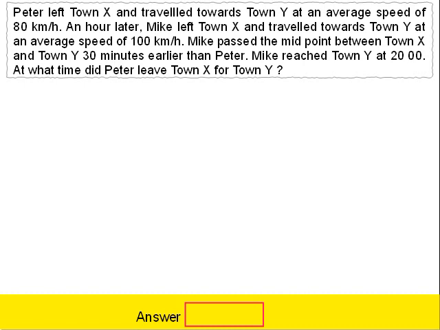Now, the question says that Peter left town X and traveled towards town Y at an average speed of 80 km per hour. An hour later, Mike left town X, traveled towards town Y at an average speed of 100 km per hour. Let's draw the chart.